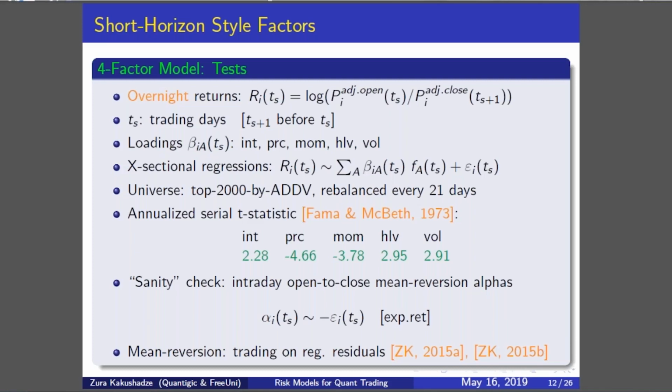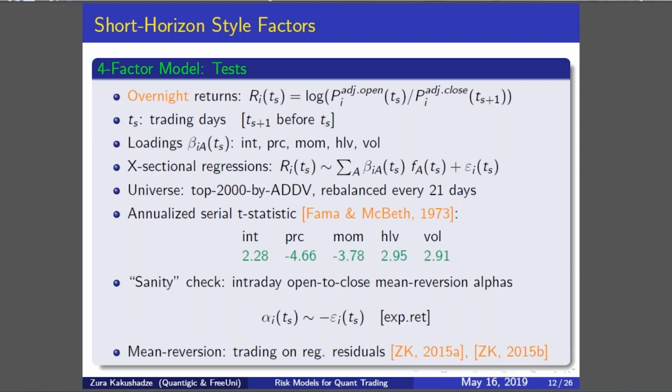And as your loadings matrix, you're going to take the 4 factors that I just discussed a second ago, plus the intercept. So you have to add the intercept. And then you run a cross-sectional regression of your overnight returns over these factor loadings. So you have 5 columns in this factor loadings matrix beta. And so this way once you run the regression, it's going to produce 2 things. One thing that it's going to produce is the factor returns. So it's going to produce a time series for each of these 5 factors, which I call these F sub A's. And then it's going to also produce the residuals.